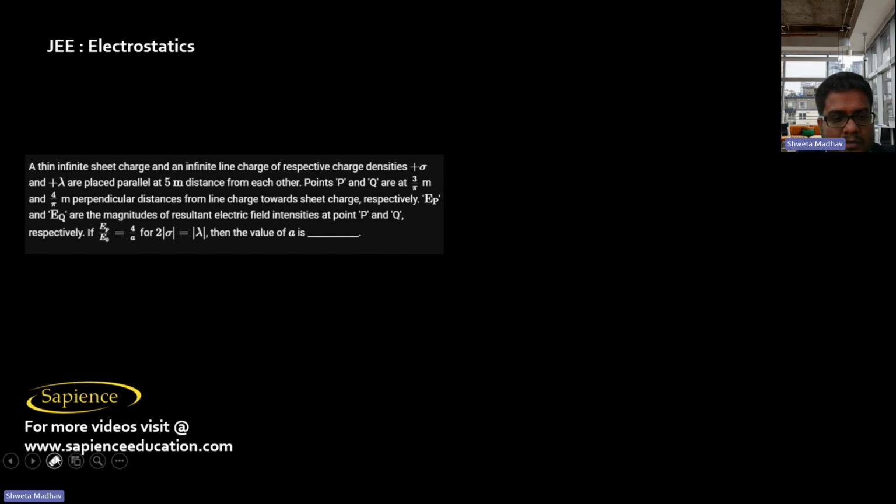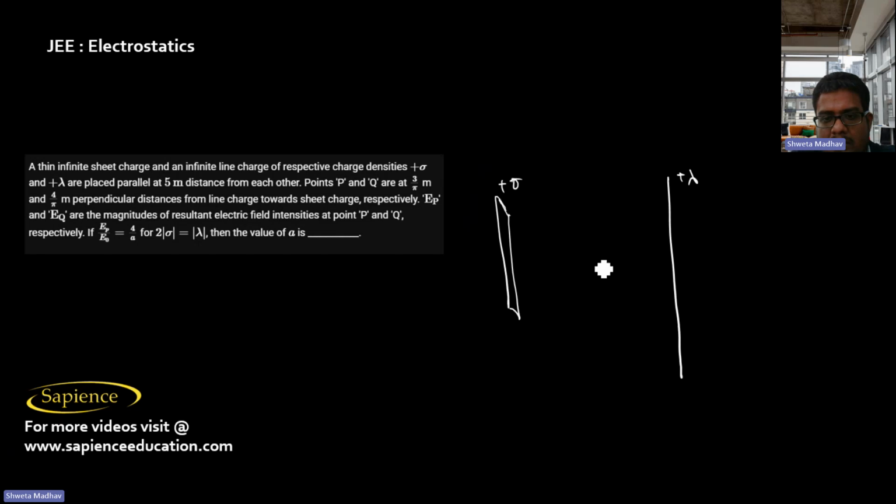It means here we have a plane sheet of charge, and here we have a line charge. It is plus sigma, this is plus lambda, and this length is 5 meter. Here we have point P, here we have point Q. So this length is 3 by pi meter and this length is 4 by pi meter, the perpendicular distances from the line charge towards the sheet charge.